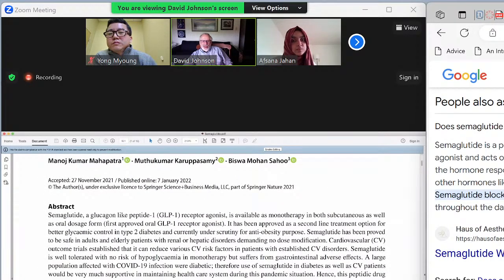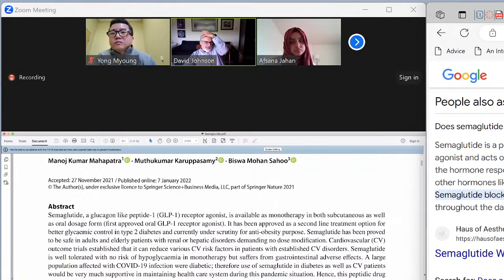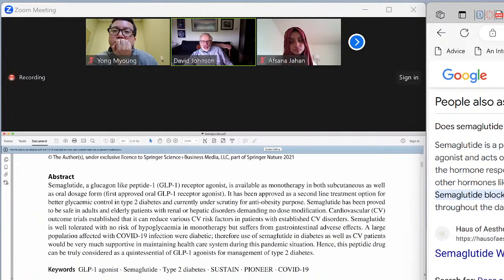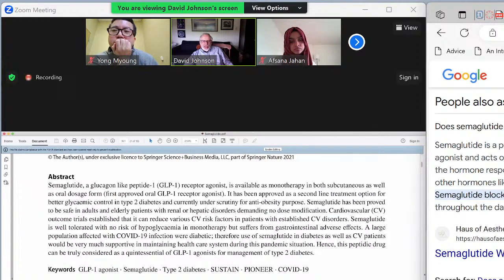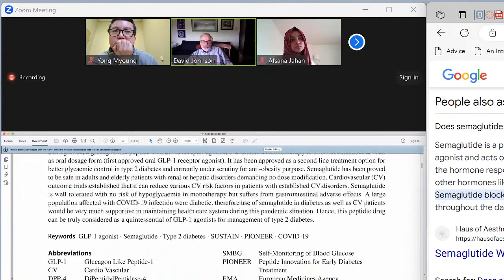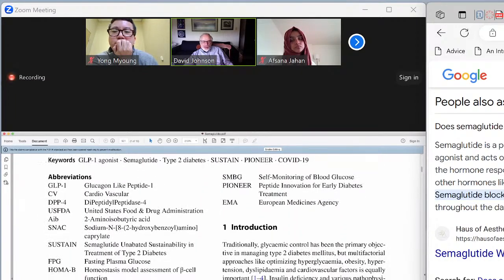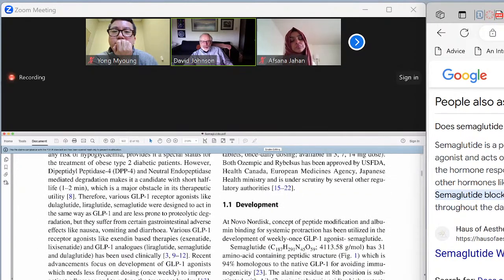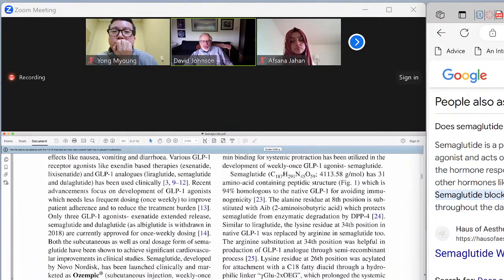Right. The other thing is that, as I say, at least in terms of treating hyperglycemia, treating type 2 diabetes, the recommendation is that this is an adjunct, not a sole treatment, which I think is interesting. We'll see how this drug does.